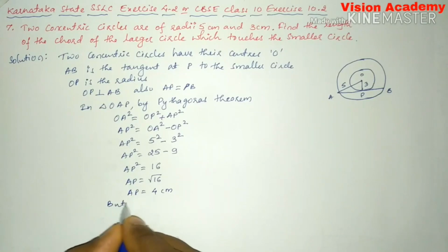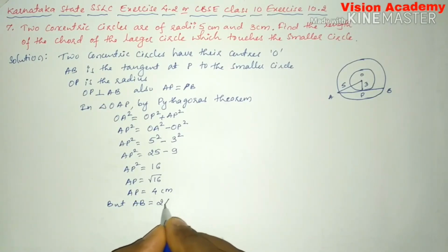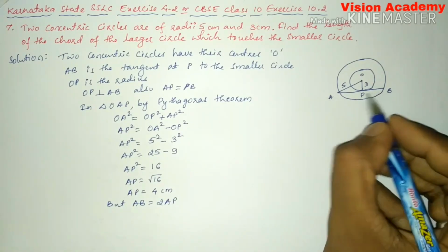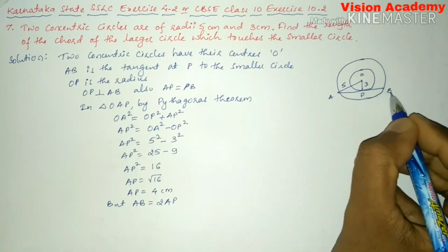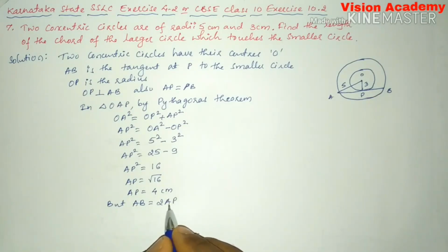But here AB is equal to 2 times AP, because AP is equal to PB. If I want to find the length of AB, then AP plus PB gives us AB. So that's the reason for 2 times AP. So here we can write AB is equal to 2 times AP, which is 4. So which is equal to 2 fours are 8 centimeter.